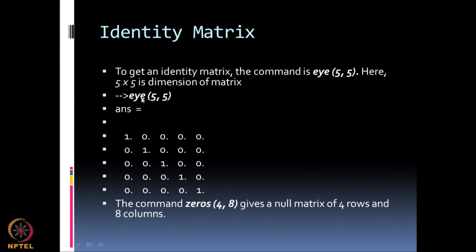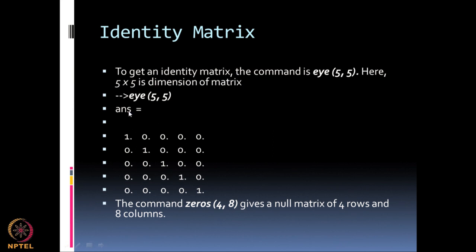So, the moment I say eye(5,5), the answer is this 5 by 5 matrix. 1 0 0 0 0. This is the first row; in the second row the diagonal value is 1, the third diagonal is 1, the fourth diagonal is 1, the fifth diagonal is 1. So, this is a 5 by 5 identity matrix. The moment I say eye(5,5), it gives this as an answer.